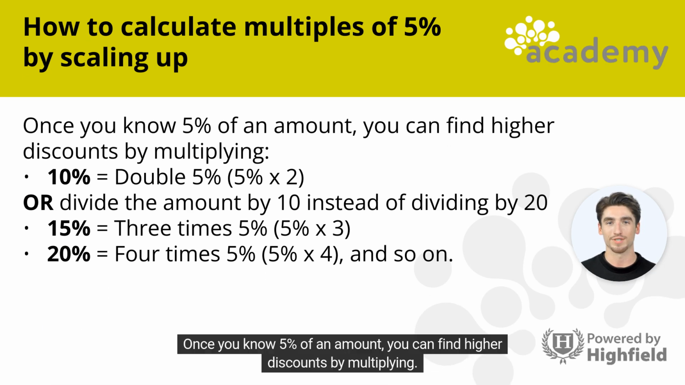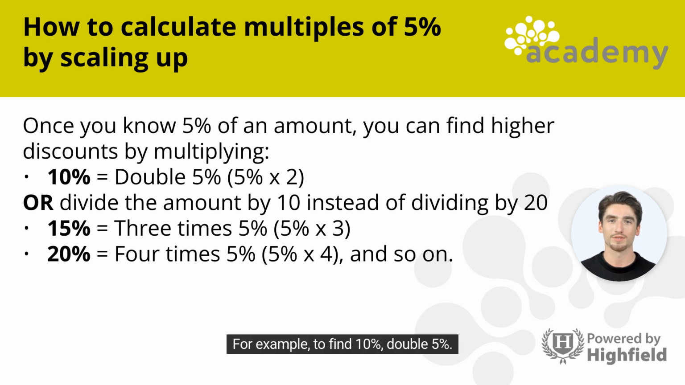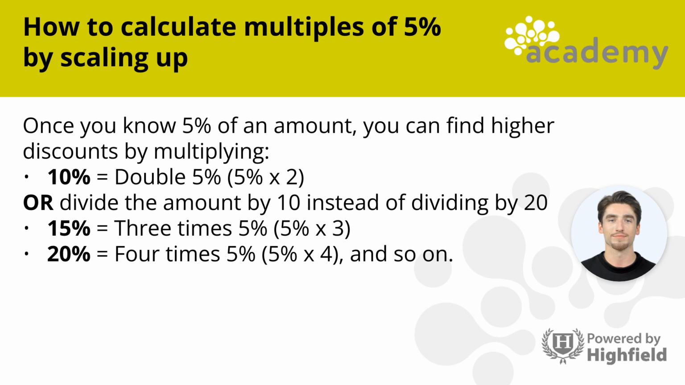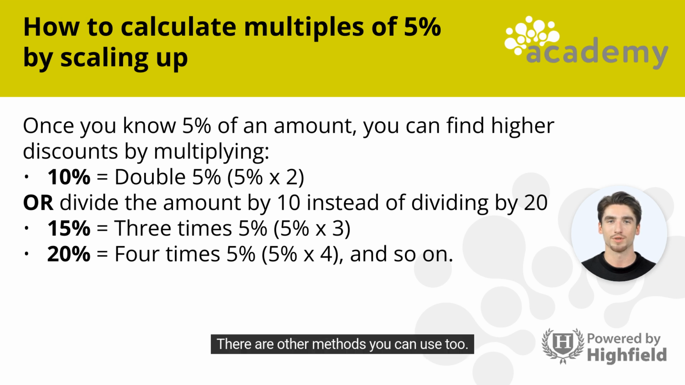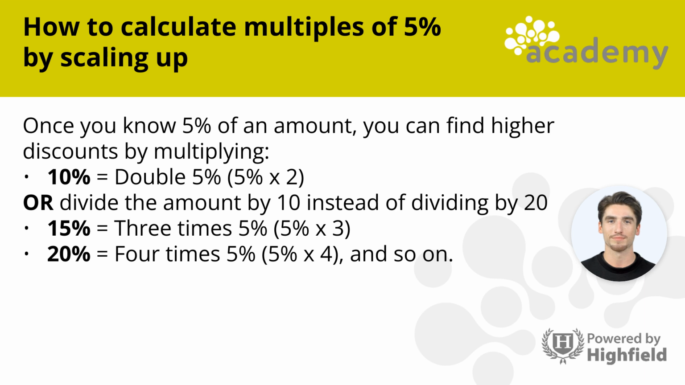Once you know 5% of an amount, you can find higher discounts by multiplying. For example, to find 10%, double 5%. To find 15%, multiply 5% by 3, and so on. There are other methods you can use too. For example, to find 10%, you can divide the amount by 10, rather than dividing by 20 when you're looking for 5%.